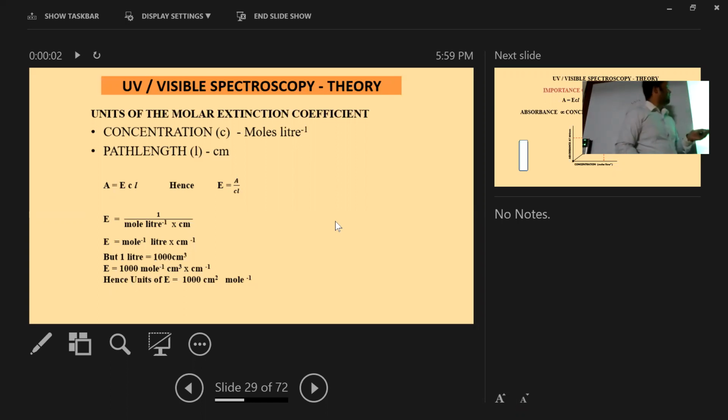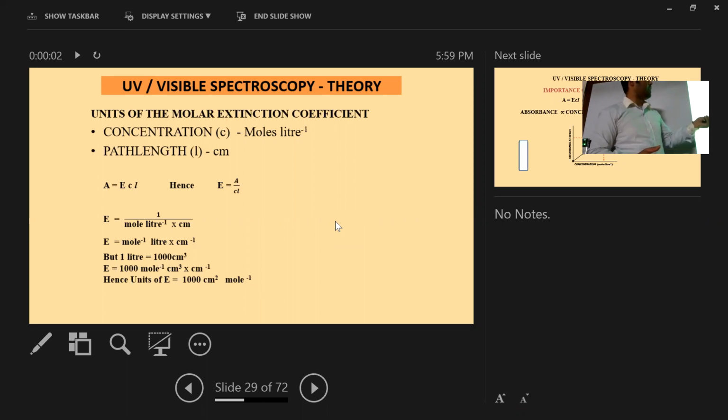You can see here that this is our formula: absorbance equals ε multiplied by C multiplied by L. Therefore, if we want to find out the unit for this absorption coefficient or extinction coefficient, we rearrange the equation. It is absorbance divided by concentration multiplied by cell length. Absorbance has no unit, and percentage also has no unit. So we write down, no unit.